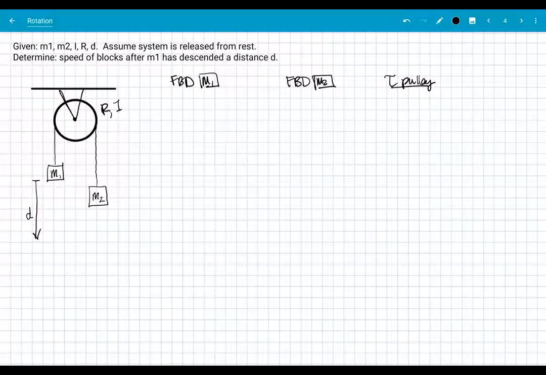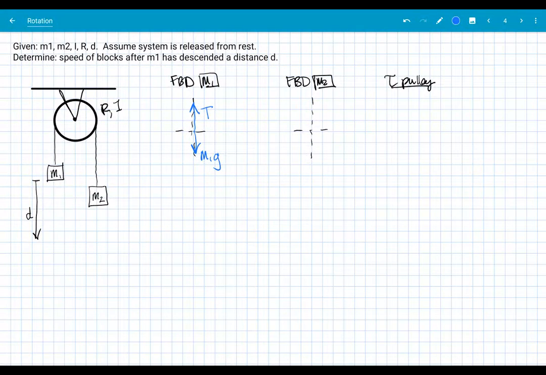So if I look at M1, again, we should be pretty good at doing these kinds of free body diagrams at this point. M1, I know that I have weight directed downward, and I have tension upward. And block 2, I know I have weight directed downward and tension upward.